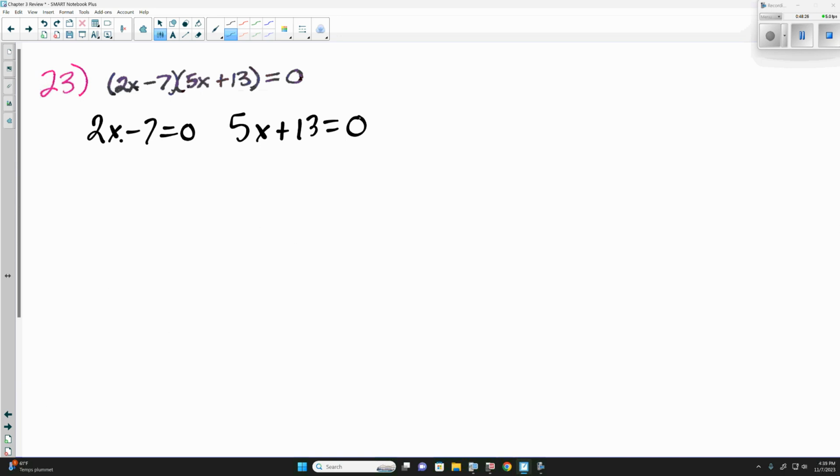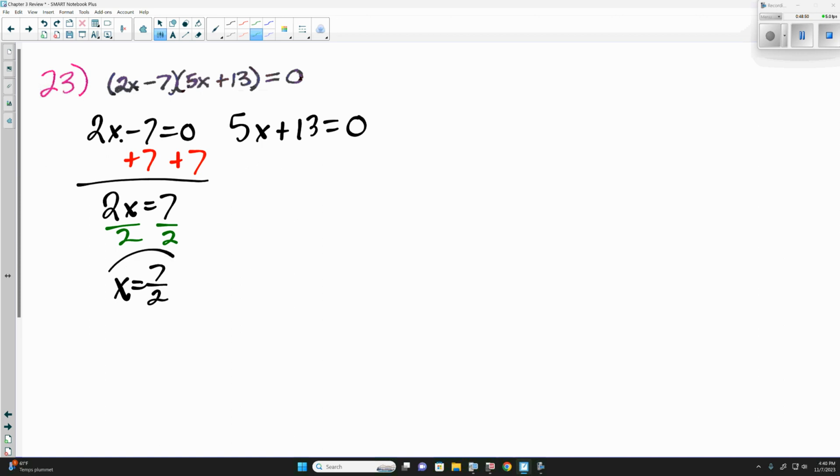If it starts off like this and it's asking you to solve it by factoring, set both of them equal to 0. So here the 2x minus 7, we set equal to 0. The 5x plus 13, we set equal to 0. Now we just need to solve for the value of x. So we have 2x is equal to 7. Divide both sides by 2, telling us x is 7/2.